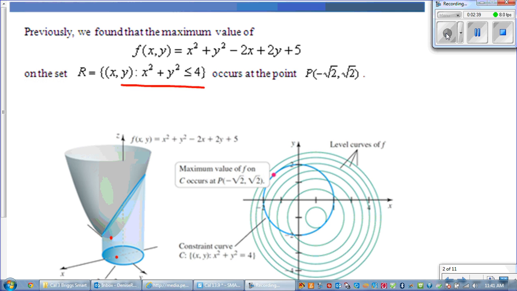Then we had to look at the points that were on the border. The second derivative test only works for the points inside of a region, those open points that are inside. So the next thing we had to do was consider the points that were actually on that boundary separately. And so we did that by using the parametric equations to describe the circle, x squared plus y squared equals 4, and substituting into the equation to make it a function with just one variable, theta.